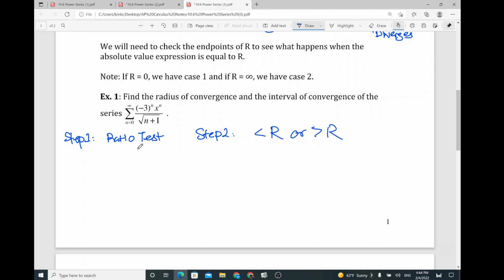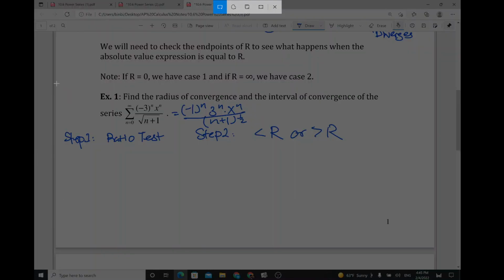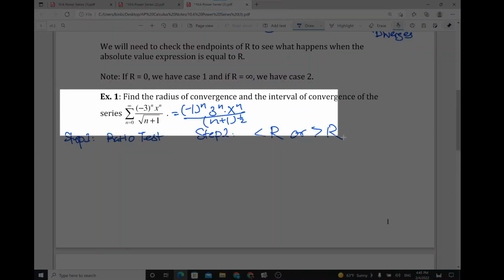So now let's find out, using the ratio test. Let's simplify the structure a little bit. This one is written as negative 1 to the power of n, times 3 to the power of n times x to the power of n, all over n plus 1 quantity to the power of 1/2. I need more space for this one, so let me pull this out and put it on the Active Inspire, the Promethean board.